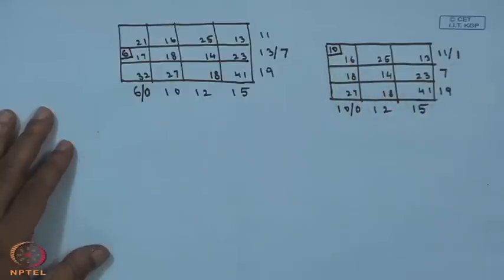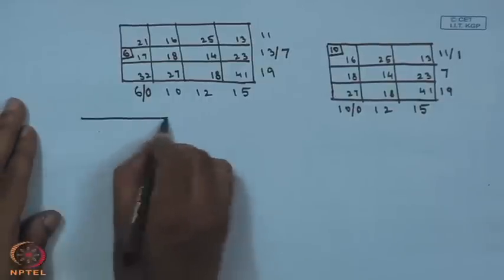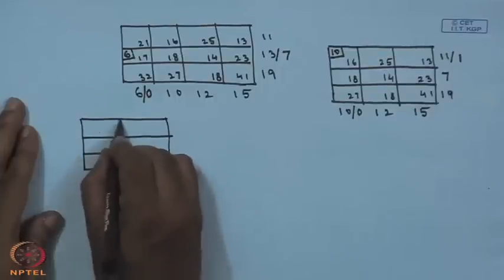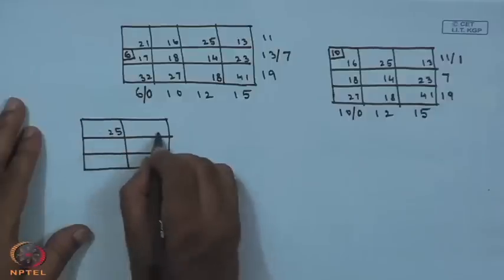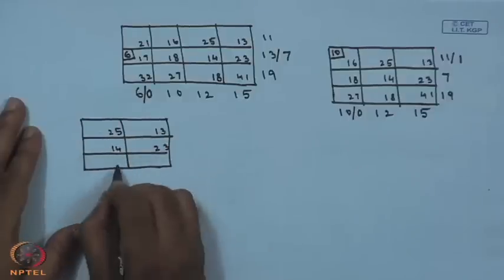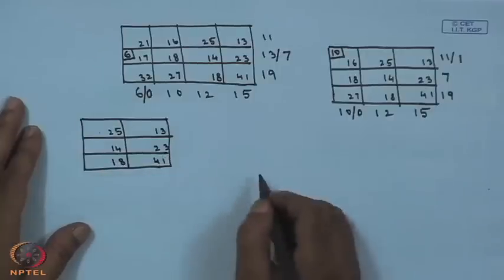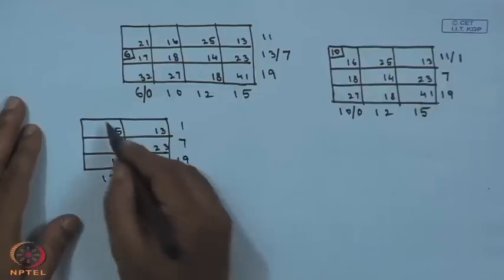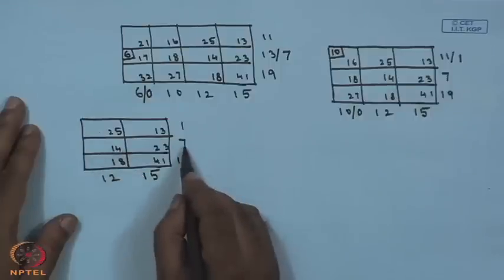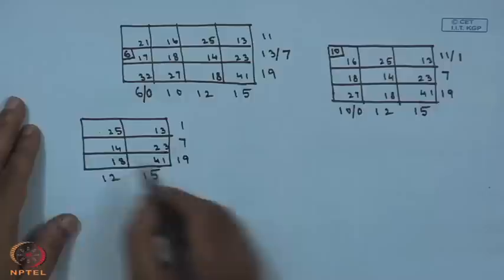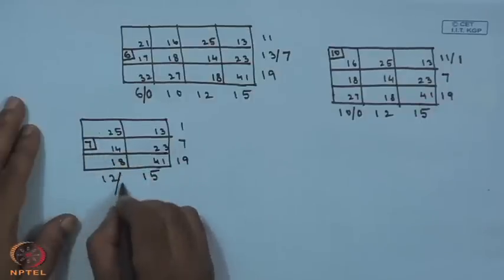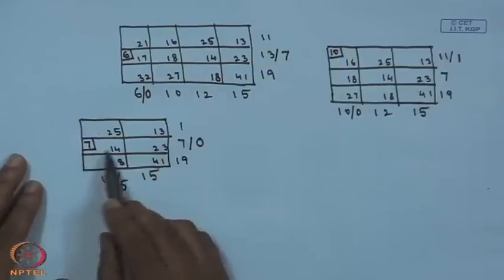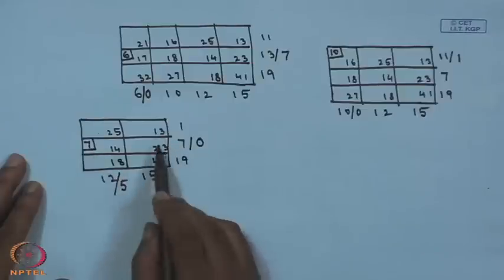So, now you have only 3 rows and 2 columns like this. What are the values? Values are 25, 13, 14, 23, 18 and 41. Here availability is 1, 7 and 19. Here the demands are 12 and 15. Minimum on the first column is the cost 14. Now, the minimum of 7 and 12, availability and demand, is 7. So, you allocate 7 over here. Once you allocate 7, the demand reduces to 5 and this one is 0. Therefore, since you have met the available quantity already, the second row may be deleted.